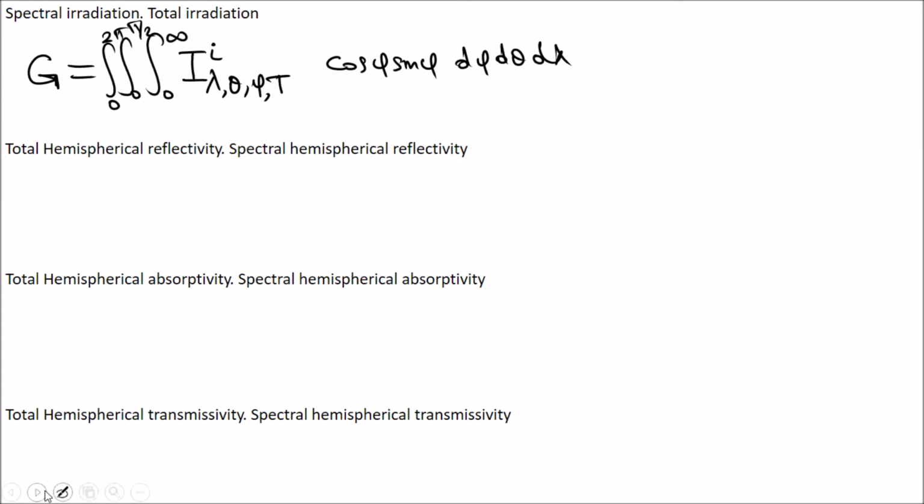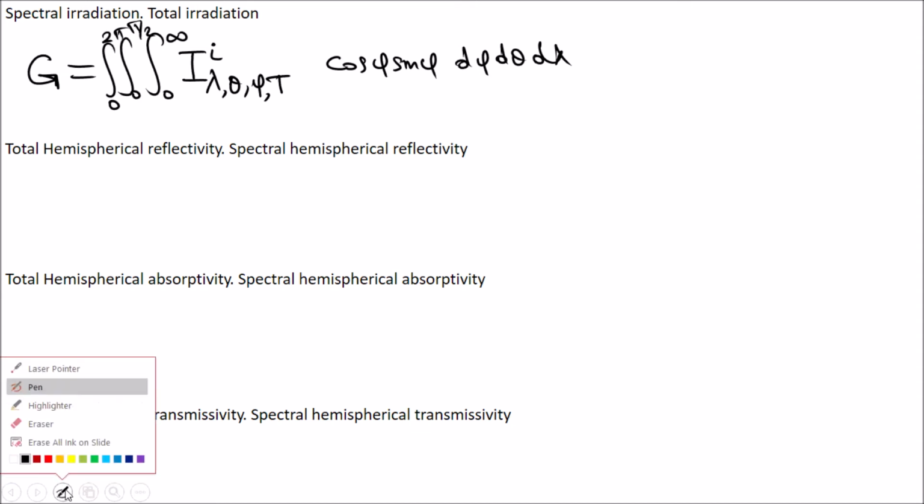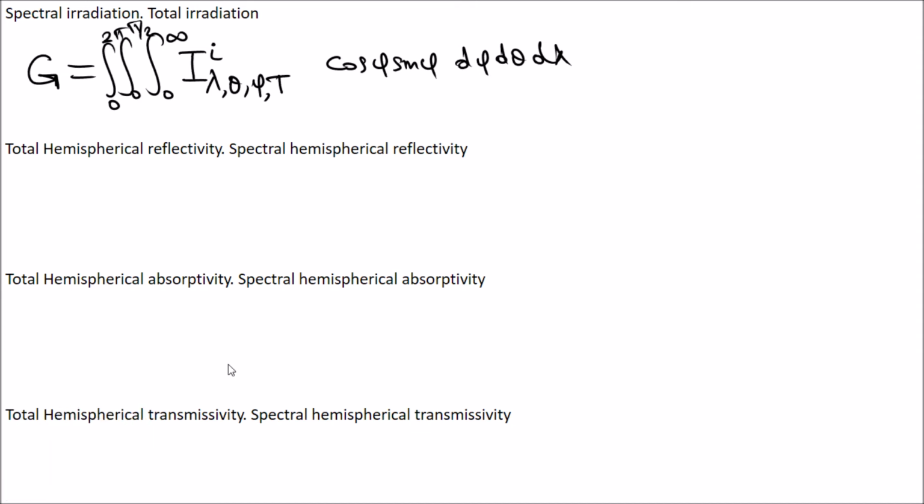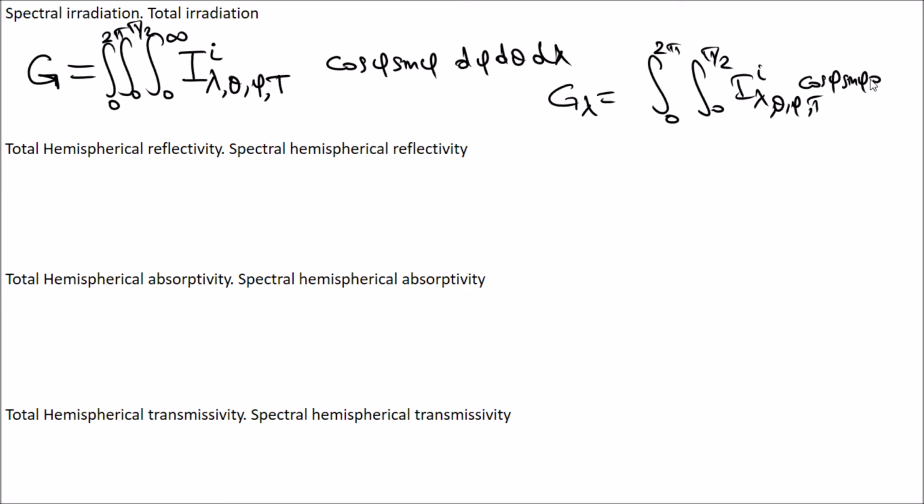And if you are talking about the spectral irradiation, then G lambda will have 0 to 2 pi and 0 to pi by 2, with the same relationship here, but instead of lambda you will not have any, and d phi d theta.